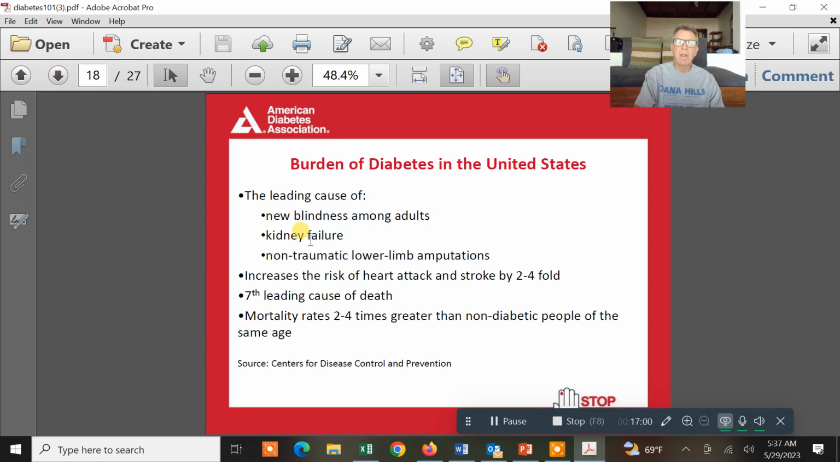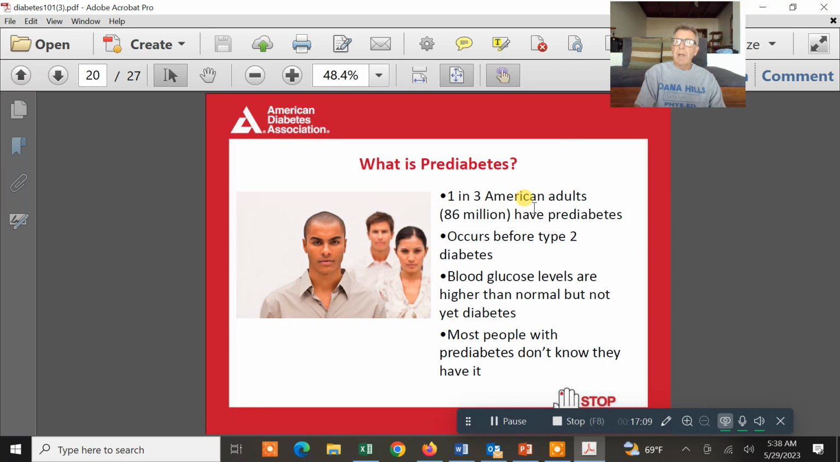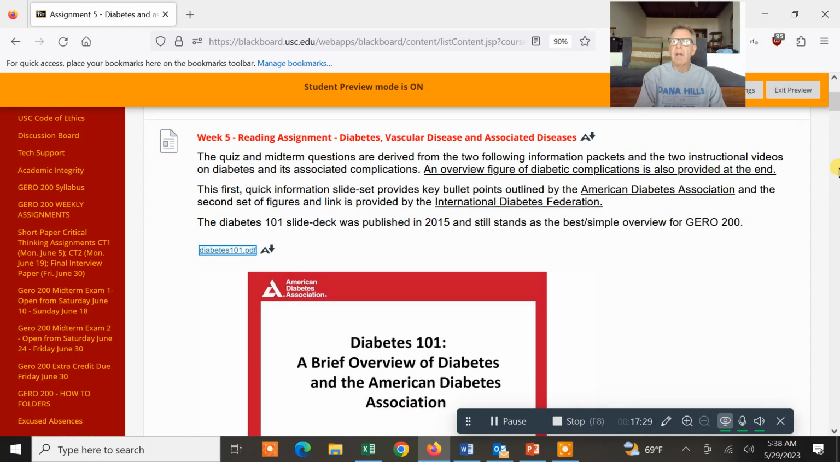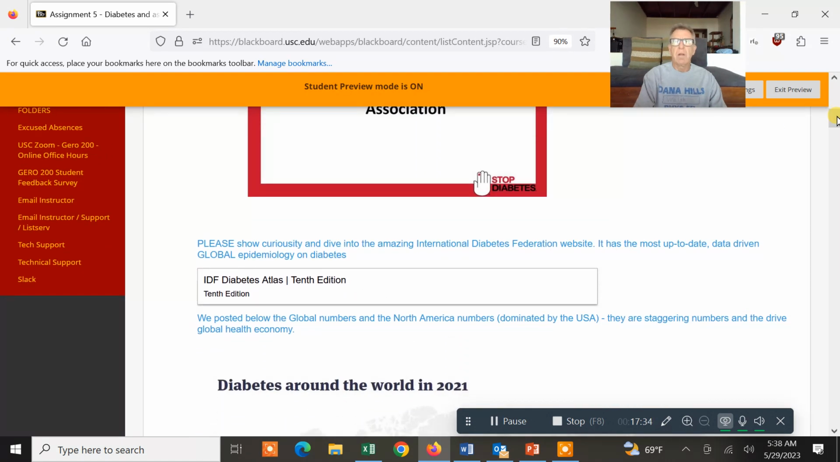Okay, it causes kidney failure, it causes amputations, causes heart attacks, causes stroke. It's really a big deal. Okay, so prediabetes means that you're having trouble. Your blood glucose is diabetic at times, and it's really a shot over the bow that you need to get going and control your blood glucose, control your cholesterol, keep your heart disease at bay. Okay, very cool. All right, so that's what that's all about. That's a quick overview.